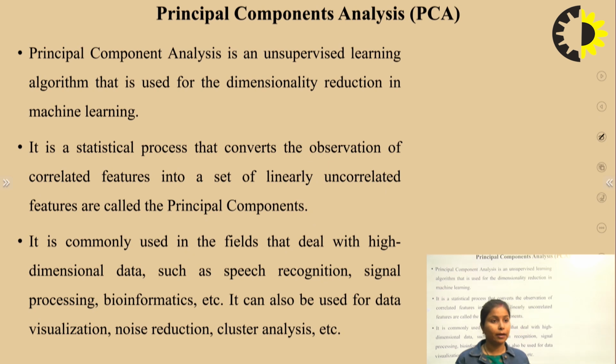Now our next topic in dimensionality reduction is principal component analysis, also known as PCA. Principal component analysis is an unsupervised learning algorithm that is also used for dimensionality reduction in machine learning. It is a statistical process that converts the observations of correlated features into a set of linearly uncorrelated features called the principal components. It is mainly used in fields that deal with high dimensional data, such as speech recognition, signal processing, bioinformatics, and many more. It can be used for data visualization, noise reduction, cluster analysis, etc.